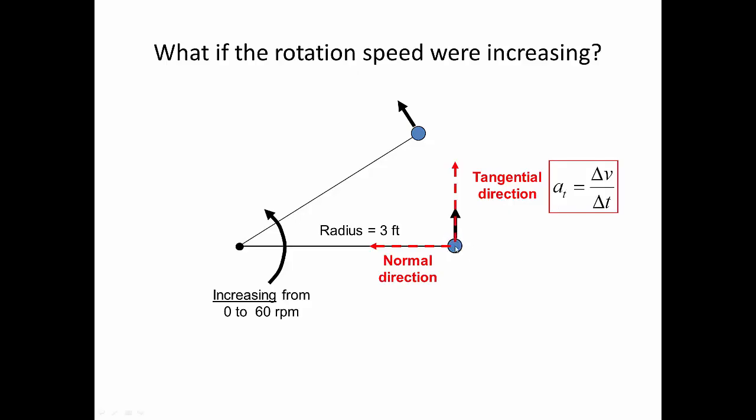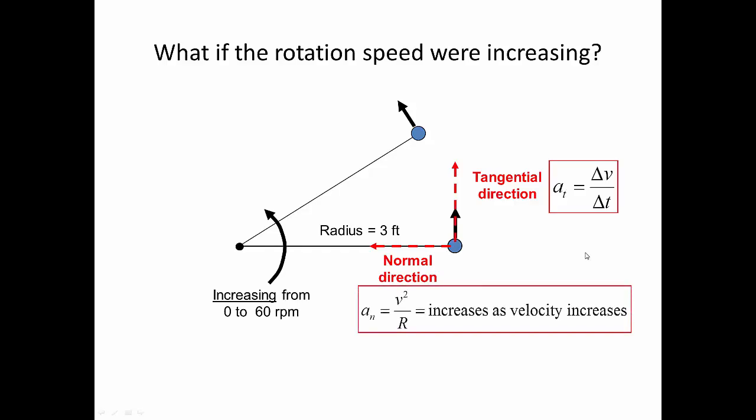In this case, we would have an initial velocity of 0, since our initial RPM is 0, and then we would have a final velocity of 18.8, just like we had in the previous example when we get to 60 RPM. And then if we knew what the time was that occurred over, we could find that tangential acceleration. In the normal direction, we just use our equation that the velocity squared over the radius gives us our normal acceleration. Notice that the normal acceleration increases as the velocity increases.